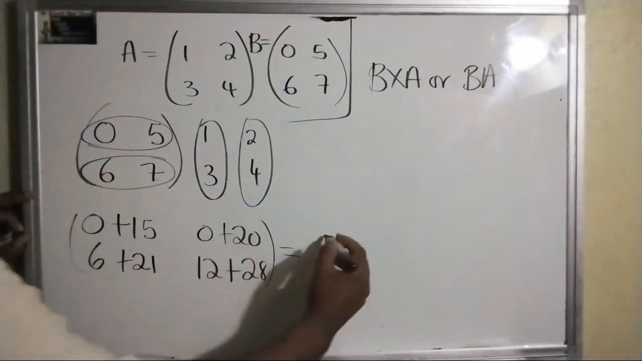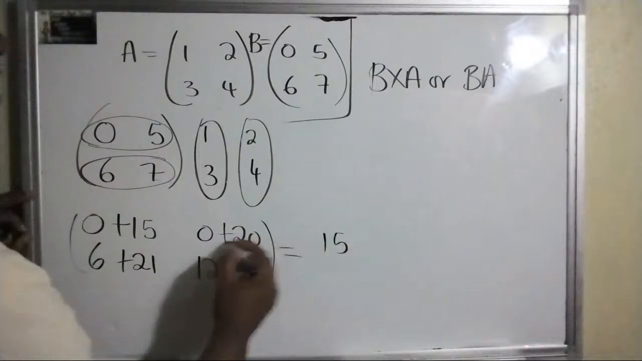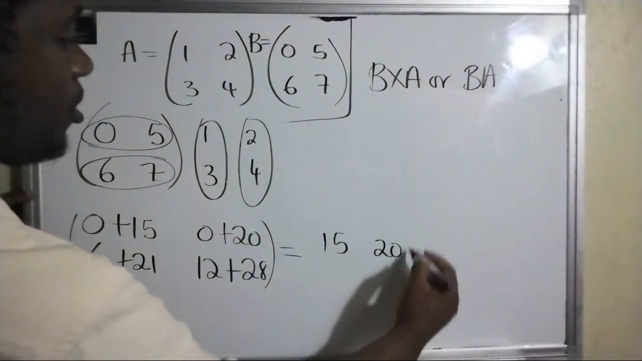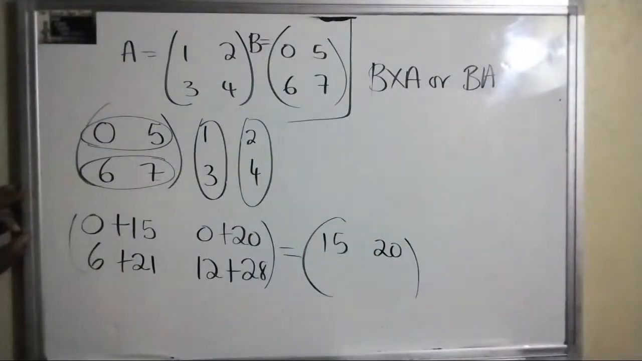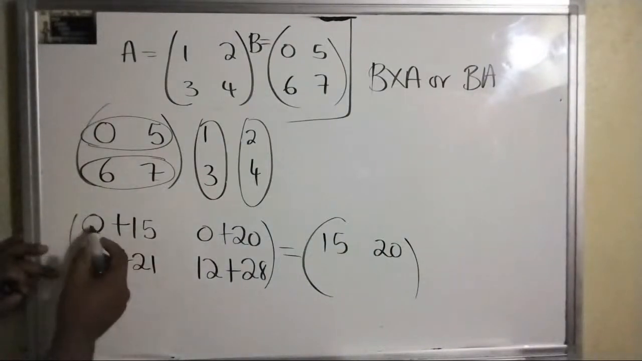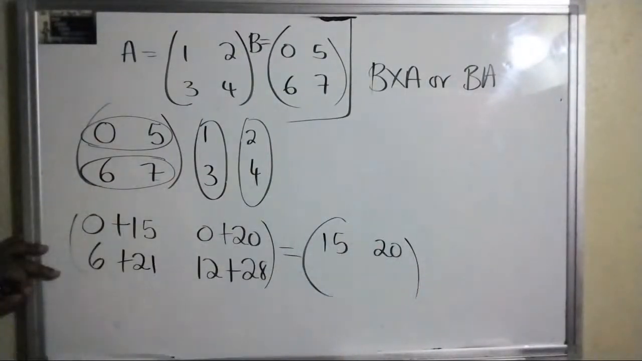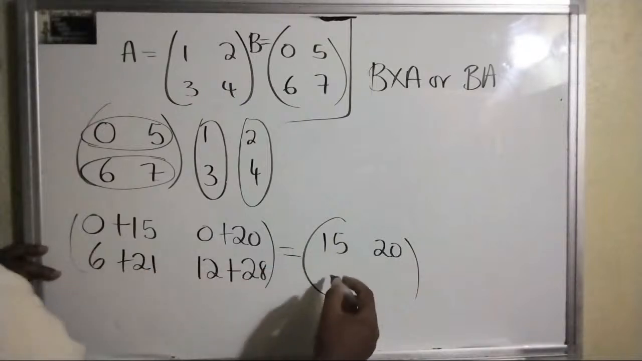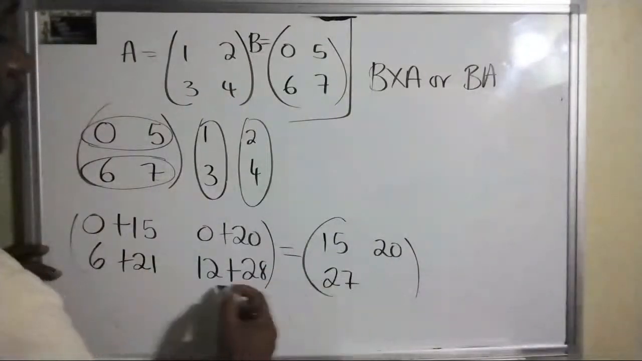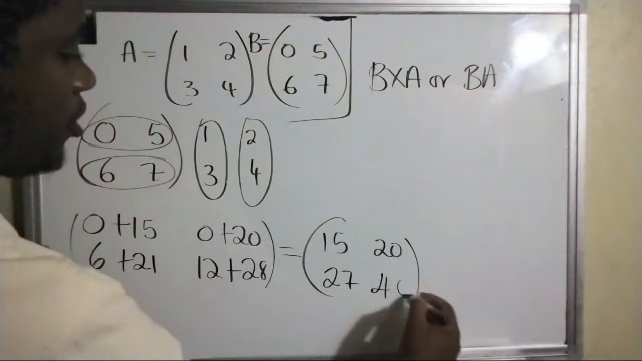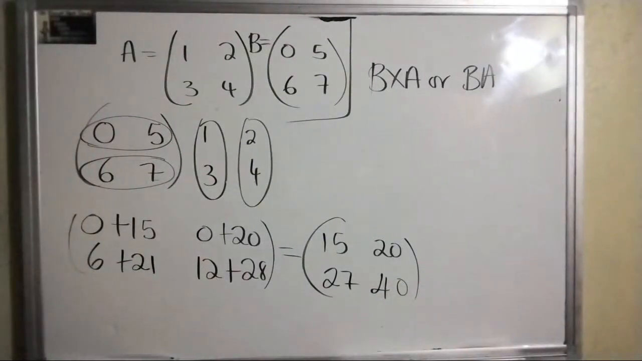So 0 plus 15, that's 15. 0 plus 20, 20. Remember guys, write them in the same position, alright? Don't put 15 over here and 20 here. So 6 plus 21, 27. 12 plus 28 should be about 40. And we're done. That's worth 3 or 2 marks in the CSEC exam.